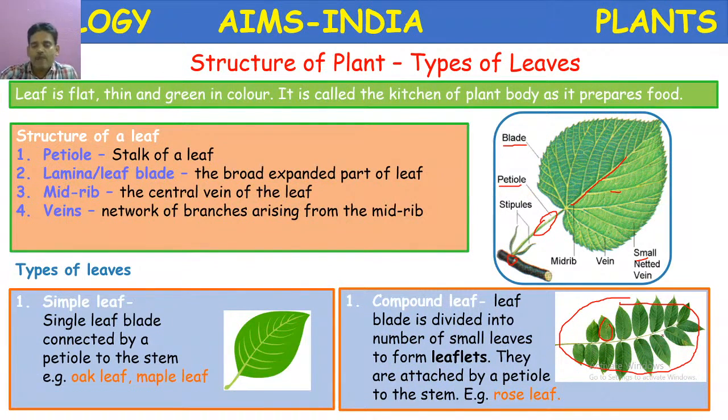Can you name some examples? I told the curry leaf plant. The best example you can say? Yes, neem. Neem is also a compound leaf, you can see. Okay, so many are there. You keep observing the surroundings.